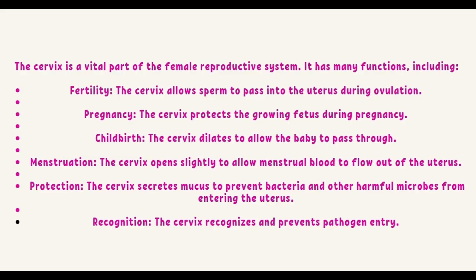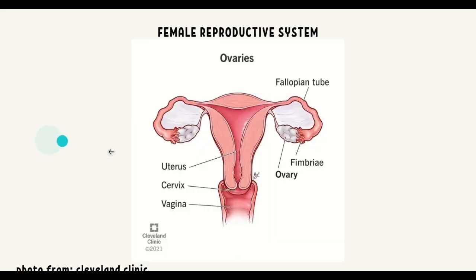In childbirth, the cervix dilates to allow the baby to pass through when they push out the baby, right? For example, if you hear them say, "Oh, 2 centimeters dilated," that is basically what they mean. And then you have menstruation, where the cervix opens slightly to allow menstrual blood to flow out of the uterus. Protection: the cervix secretes mucus to prevent bacteria and other harmful microbes from entering the uterus. And then recognition: the cervix recognizes and prevents pathogenic entry. Right, so you can see that the cervix plays a very big role.